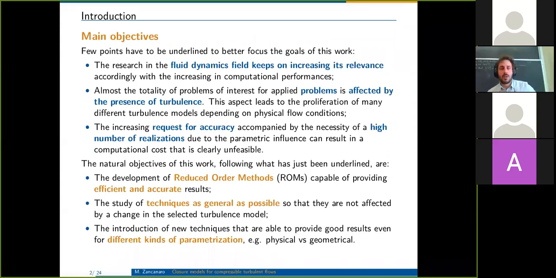So before moving to the objectives, I just would like to underline a few points. Let's say that fluid dynamics simulations keep on being very important in many different fields, since we would like to be able to predict different aspects of the behavior of the fluid. And one point that has to be underlined is that for a lot of those applications, these problems are affected by the presence of turbulence. So you have to somehow try to manage this thing.